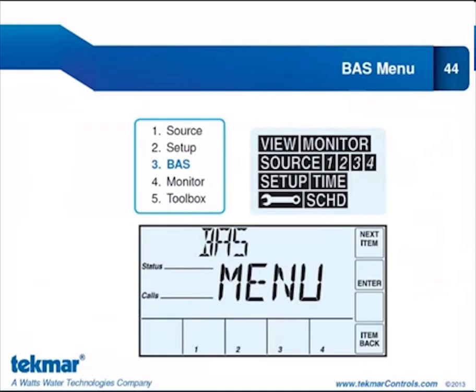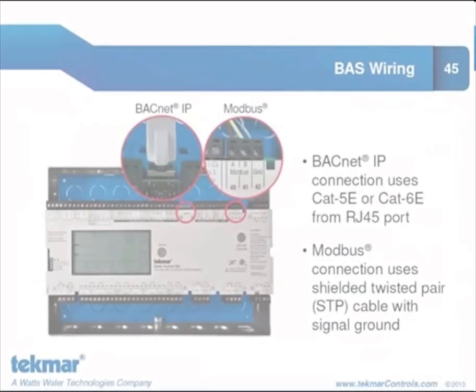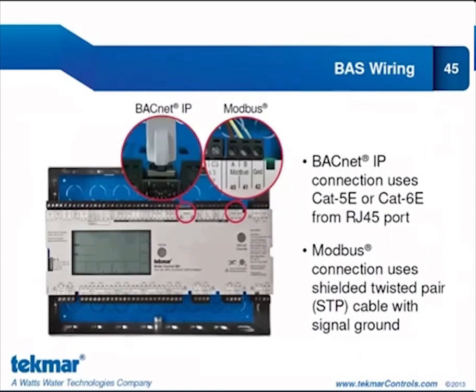And instead, in this presentation, let's focus on enhancing our understanding of the wiring, what can be communicated to the BAS, and how it can be communicated to the BAS. The BAS communication is made possible through either BACnet IP or Modbus. It's one or the other, not both. And the connections are very straightforward. They're both on the top half of the control, as we saw in the electrical diagrams for the applications. The BACnet IP connection uses Cat5 or Cat6 cable from an RJ45 port. And the Modbus connection uses shielded twisted pair cable with a signal ground, and those go into clearly marked terminals 40, 41, and 42. So you can see the connection is very straightforward.